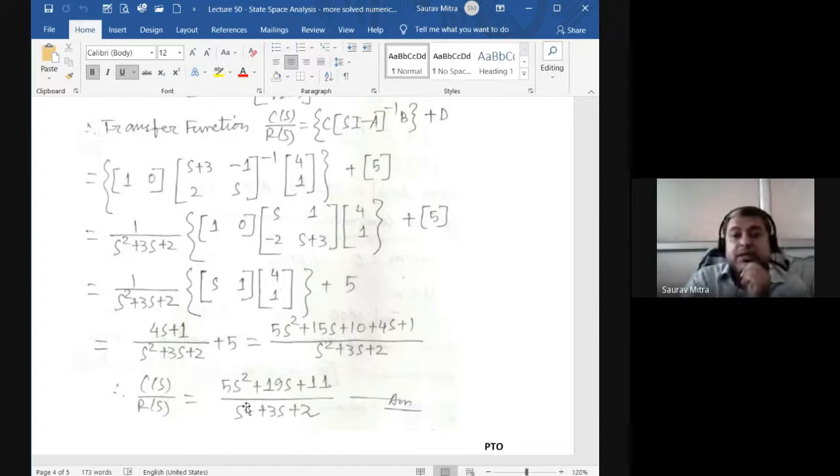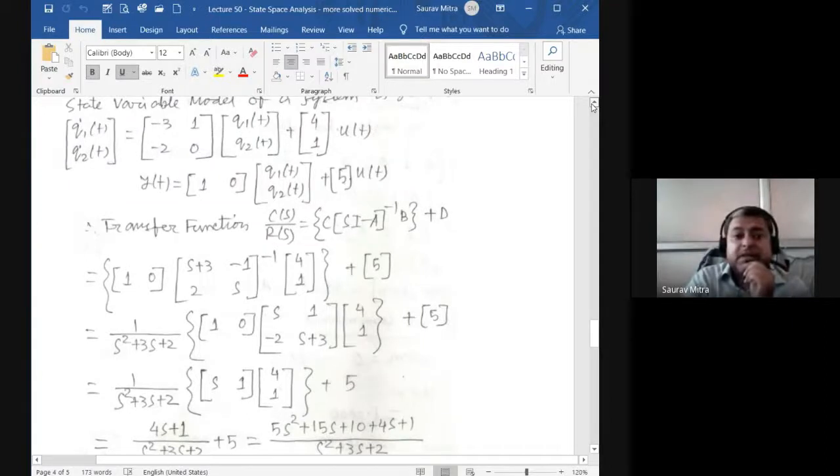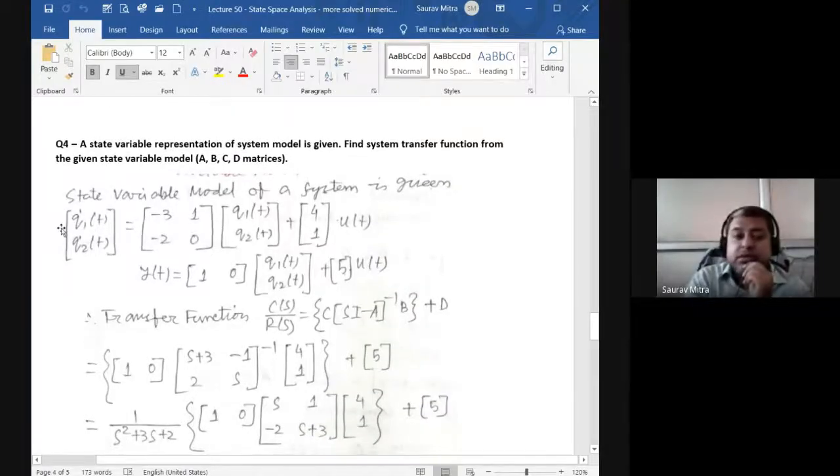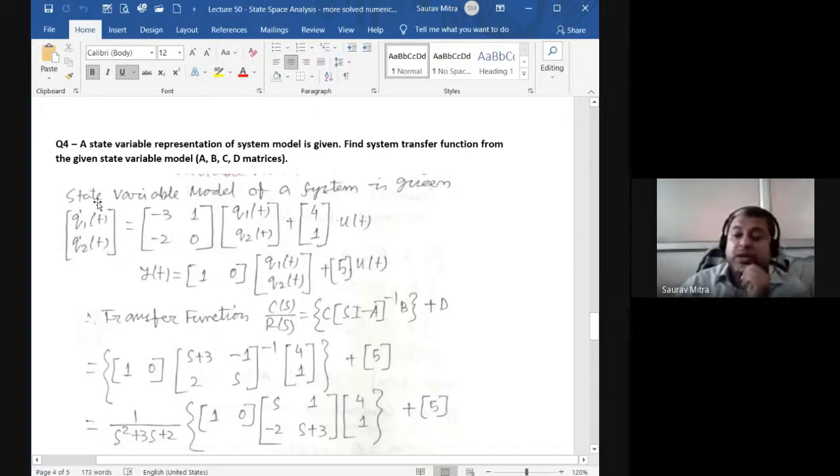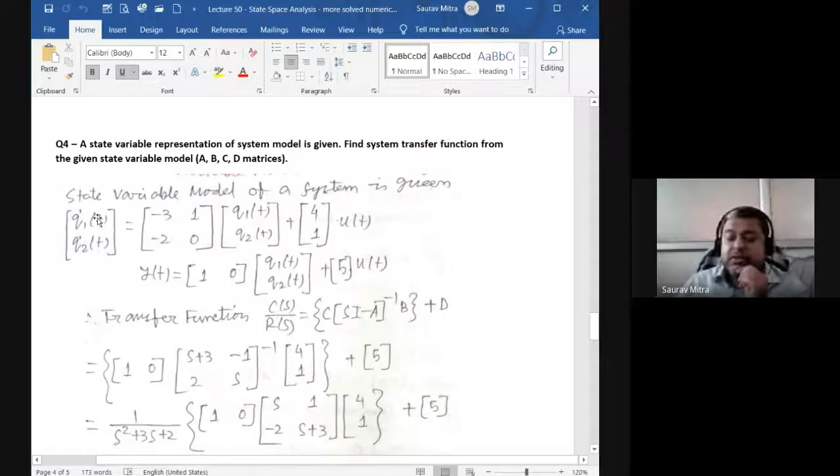In state space, suppose this is given, what is meant by solution I will tell you now itself. q1 dot (t) is equal to minus 3 q1(t) plus q2(t) plus 4u(t), and q2 dot (t) is equal to minus 2 q1(t) plus u(t). So q1 dot and q2 dot are there, and we have equations of q1 dot and q2 dot in terms of q1, q2 and u(t), but we don't have an open time domain response, like q1(t) is, suppose, 3 e raised to minus 2t plus 5 e raised to minus 7t. That is the kind of equation we want for every state variable.